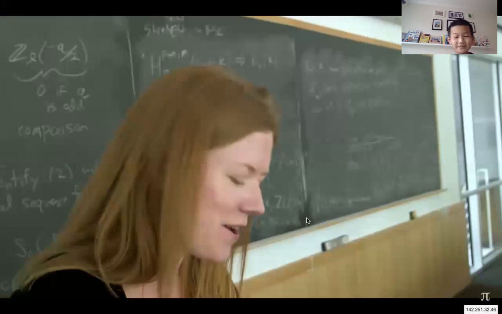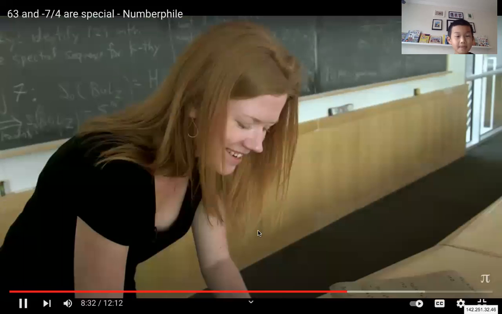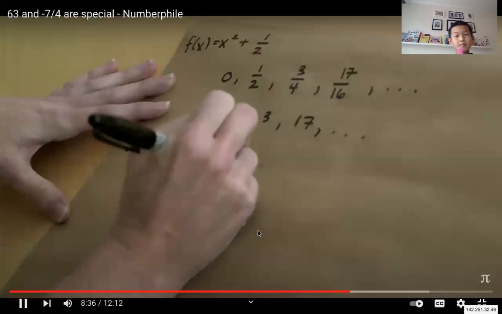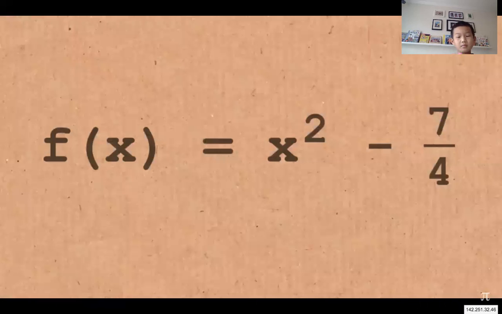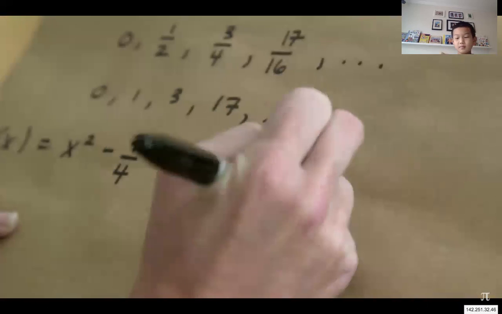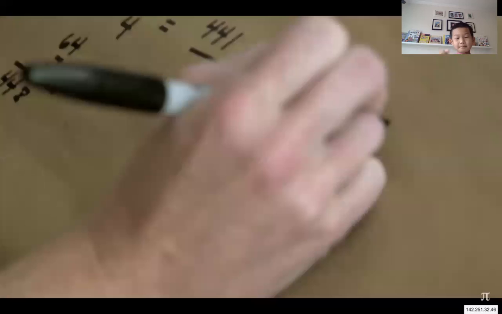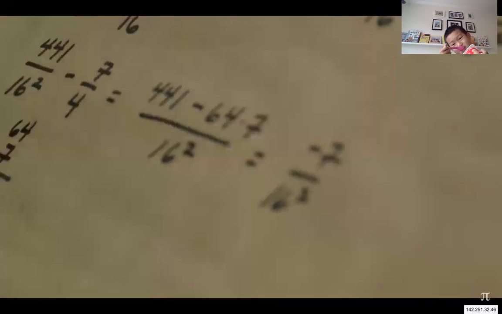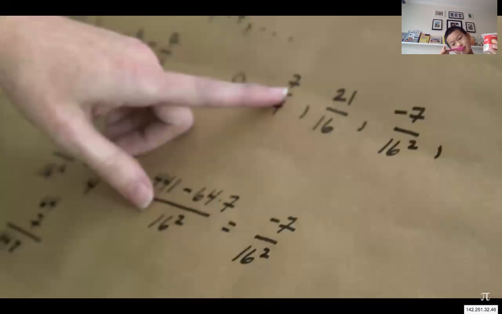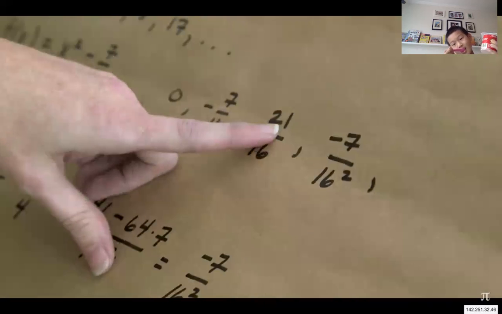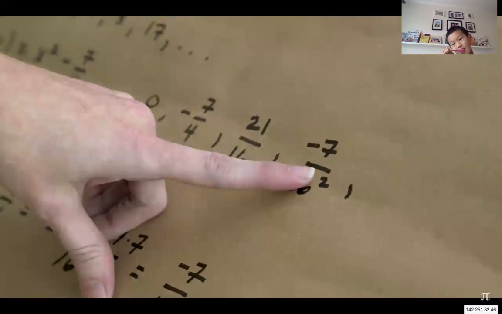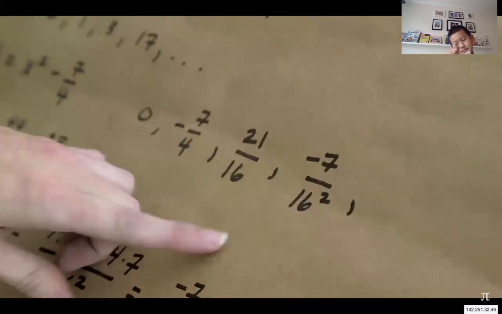So maybe one last example of computation that I'll show you is this kind of tricky little thing here, x squared minus 7 over 4. So what does 0 map to? 0 maps to minus 7 over 4, then 21 over 16, then minus 7 over 16 squared. All of a sudden, everything comes to a stop, because look at our numerators: 0, 7, 7 times 3, so 3 is a new prime divisor there. But here, we don't have a new prime divisor. So there's something different between 1/2 and minus 7/4.